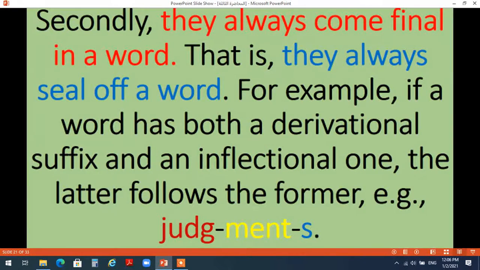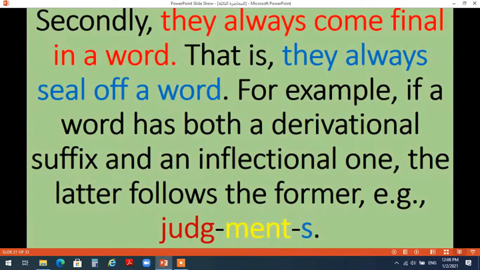Then if I want to make this noun in the plural case, I simply add the s، أضيف له s suffix. This is an inflectional morpheme. Why? Because it has done some grammatical function، أدى وظيفة نحوية معينة، وهي تغيير الاسم إلى حالة الجمع.